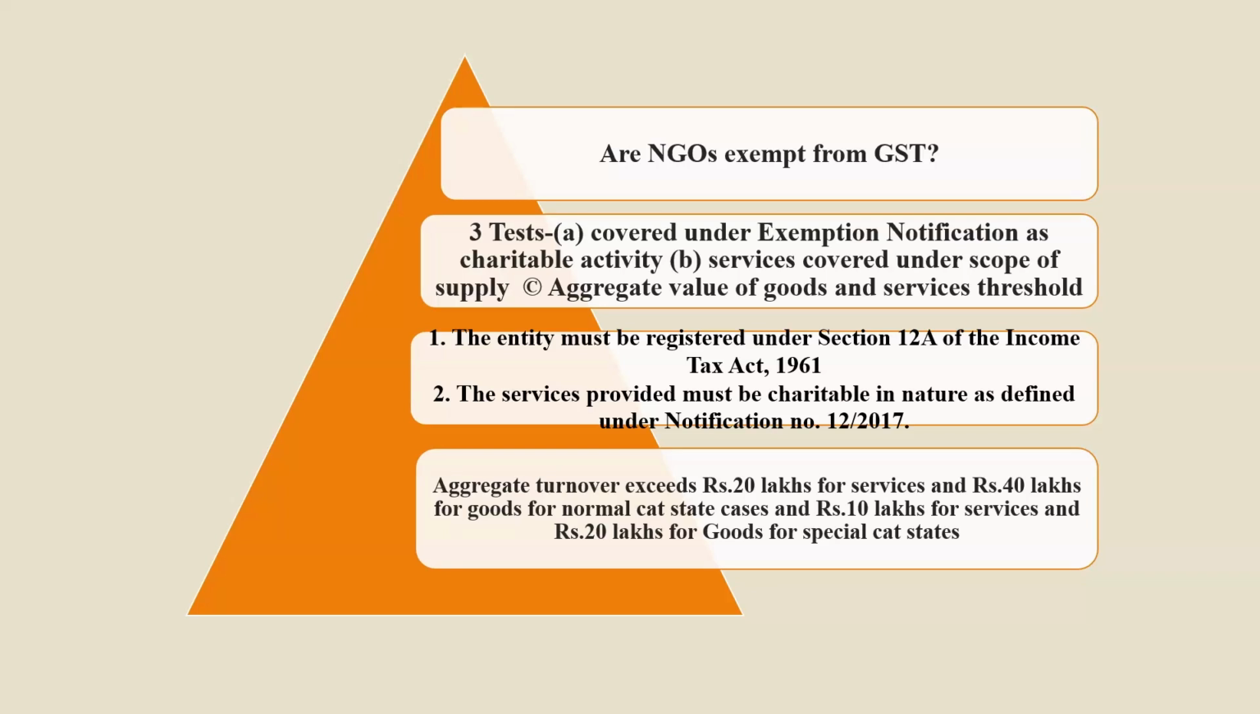If you were to look at a consultant contract, as not being an exempt entity, but running the second test, or test B, definitely you will be under the scope of supply. And the third thing, even if you are under the scope of supply, is the aggregate value threshold for registration or applicability. There is a threshold that has been given. Up to that threshold, you are not required to get yourself registered. So that aggregate value of goods and services threshold also you should know.